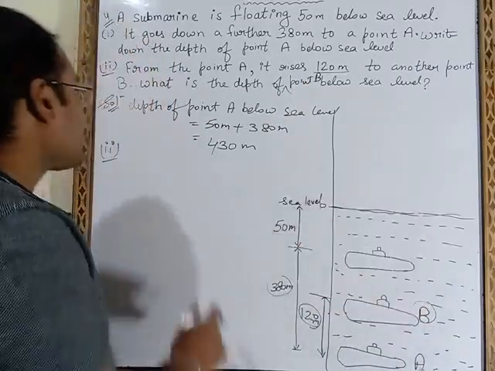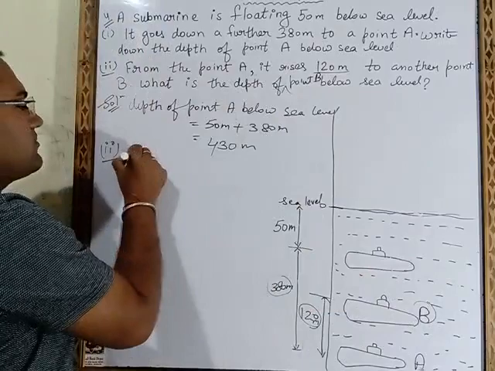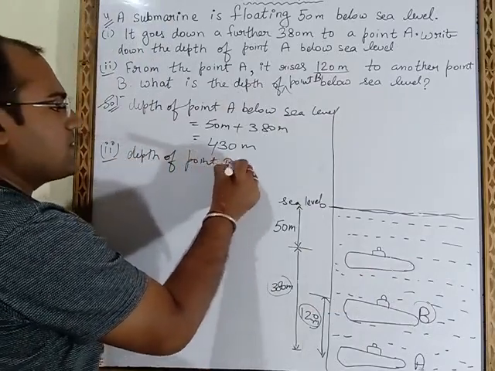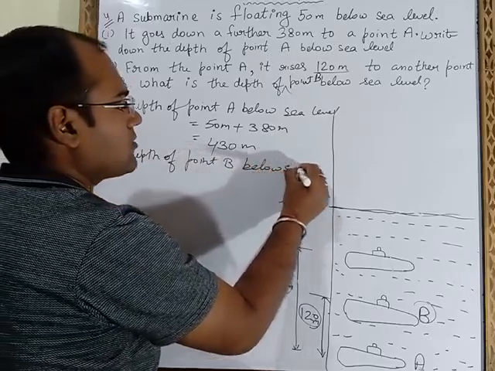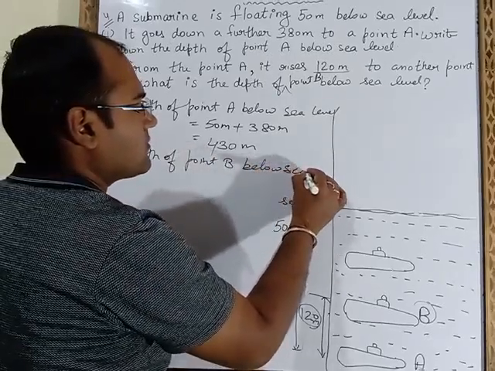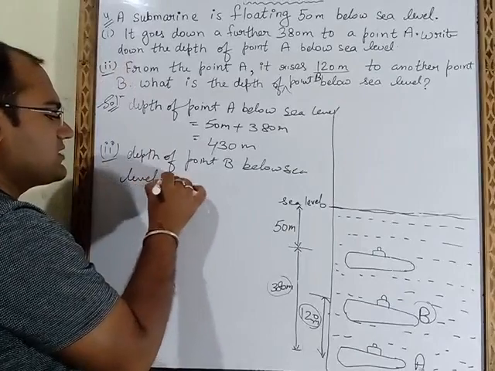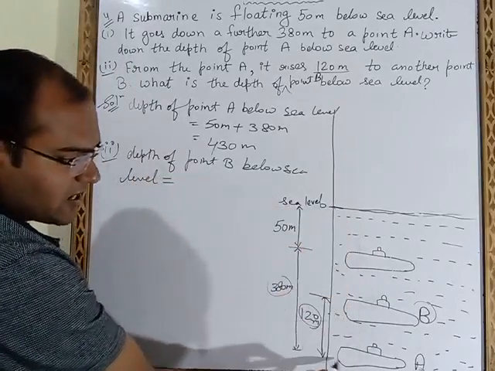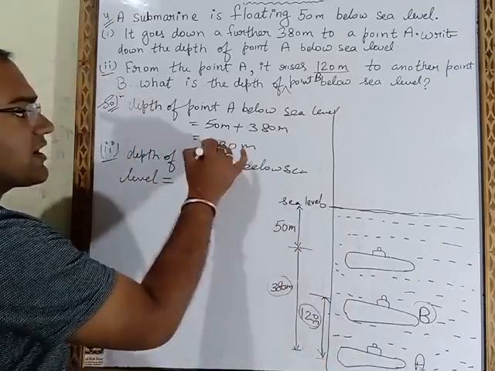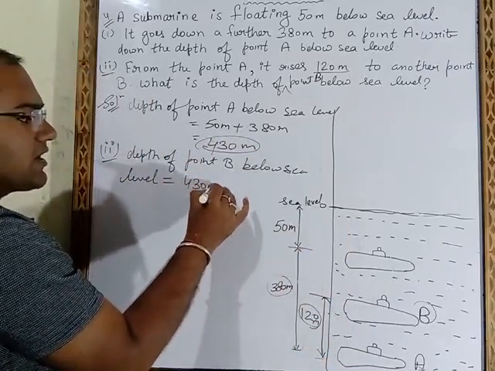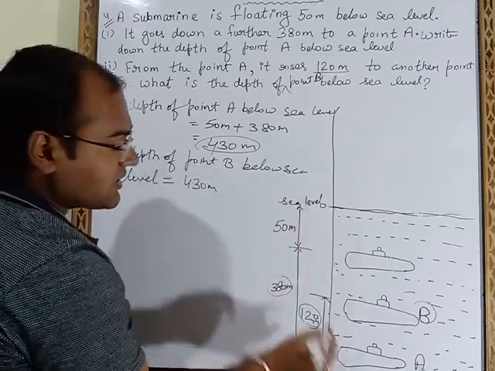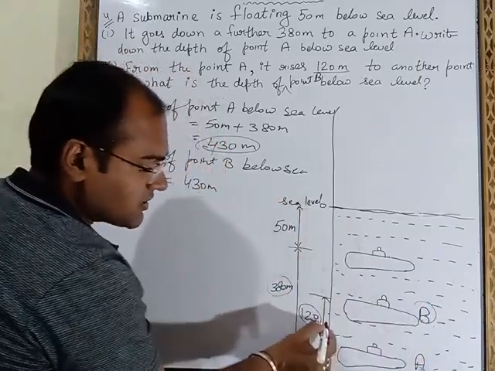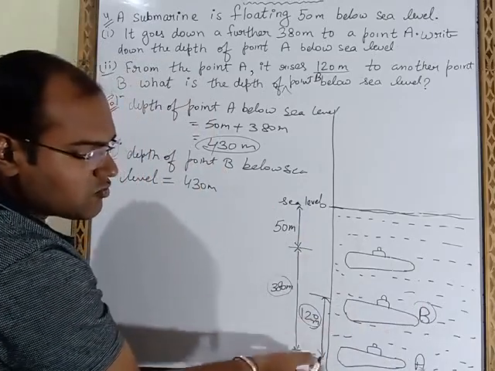So what you have to do? You have to write depth of point B. Depth of point B below sea level is equal to, from sea level this total distance up to point A we had calculated how much? 430 meter. But he is asking in the second part we have to write the depth of B. That means this much distance we have to reduce.